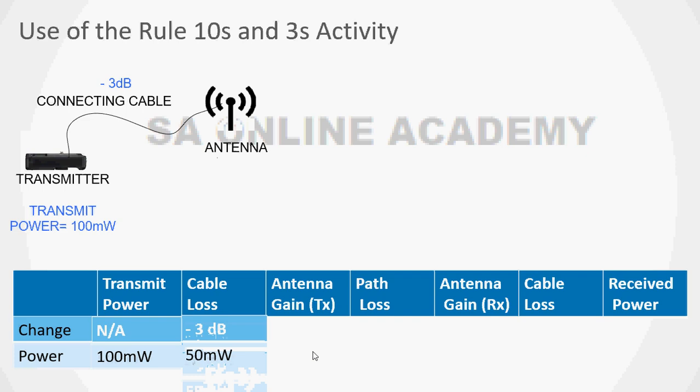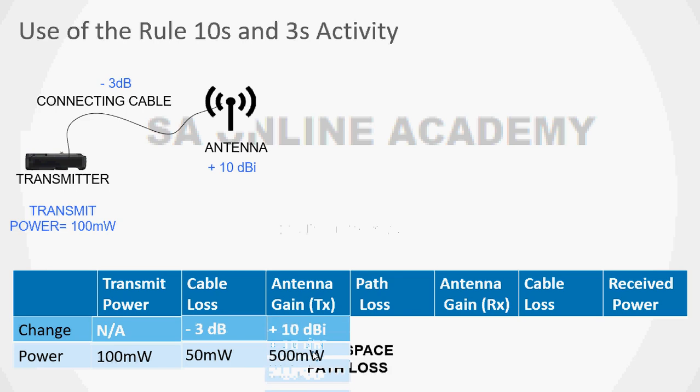Now here comes the antenna. The antenna has a gain of 10 decibel, 10 dBi. So friends, all other things in the connecting cable are measured in dB or dBm, while antenna gain is measured in dBi. Okay. So with the rule, 10 decibel is multiplying your power 10 times. So with the antenna gain, your power becomes 500 milliwatt.